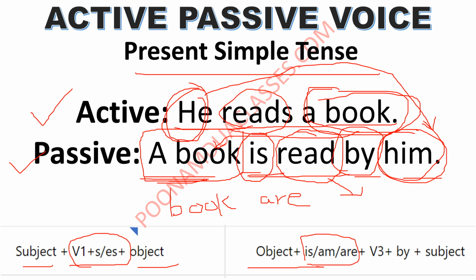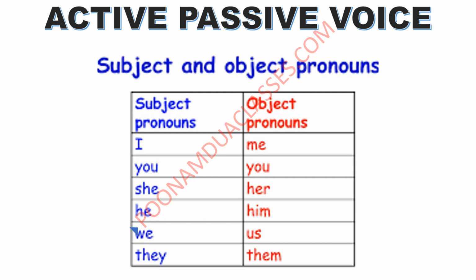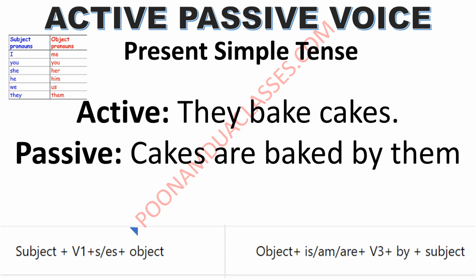I'm just going to give you a chart for that. This is the subject-object chart for pronouns. I becomes me when it becomes an object. You remains you. She, her; he, him; we, us; and they, them. We will keep on understanding with the help of examples how to use this change from subject to object pronouns. Let us go through a few more examples.